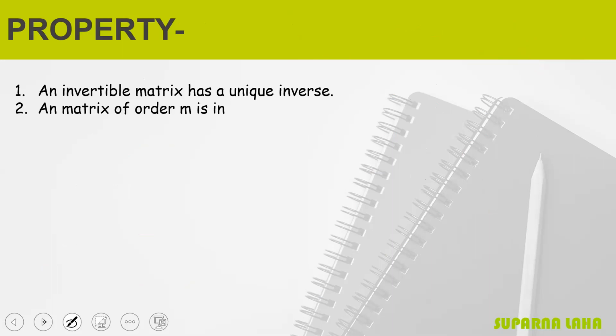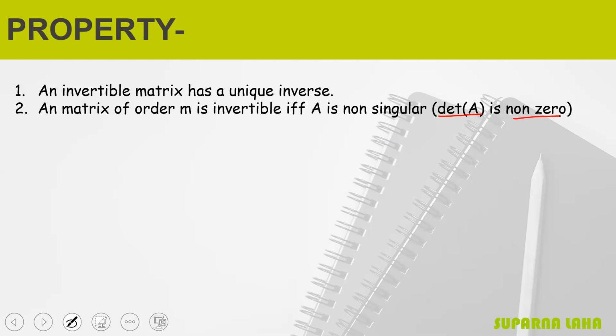And a matrix A of order m, that is an m by m matrix, is invertible if and only if A is non-singular. Now what do you mean by non-singular? The determinant of A should be non-zero. When we discuss the chapter on determinants, at that time we will clear this concept. But for now, just know this property.